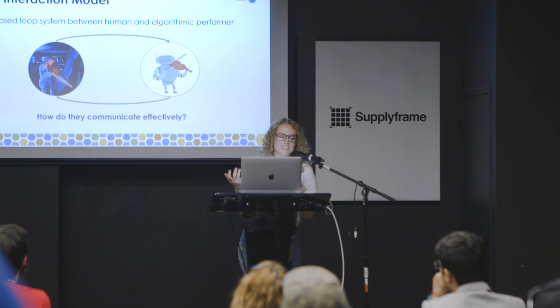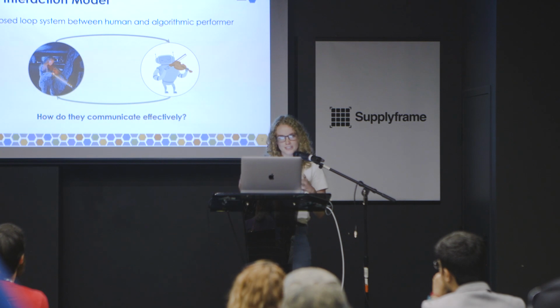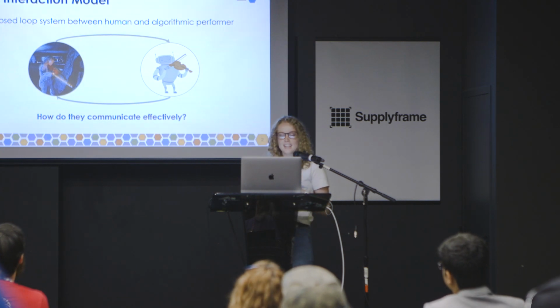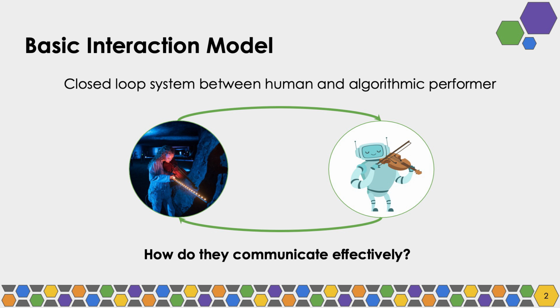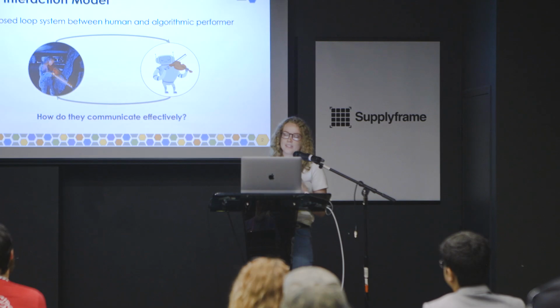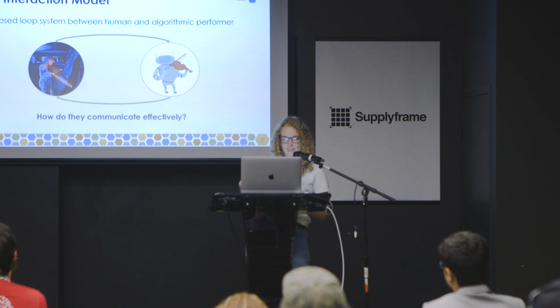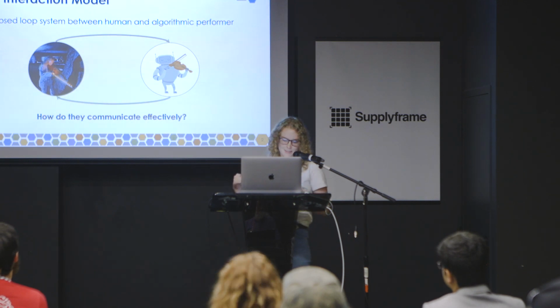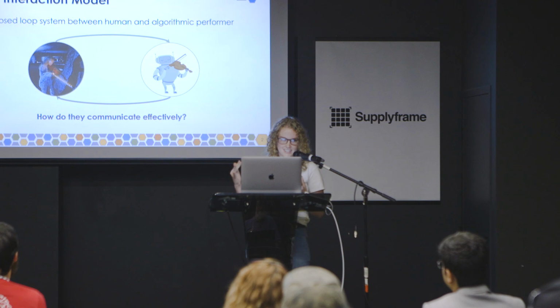So the basic interaction model for this system is we want a closed loop between the human performer and the algorithm. So the idea is we have a musician that's improvising, they're kind of making up audio on the spot, and then we have an algorithm that's interpreting what they're playing and coming up with some sort of way to play music back to them. So they're kind of both playing off each other.